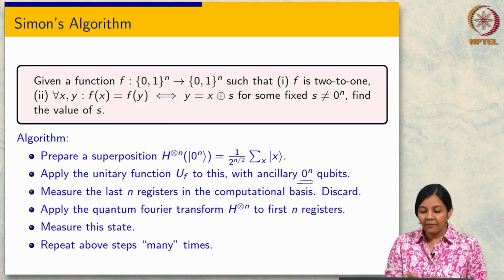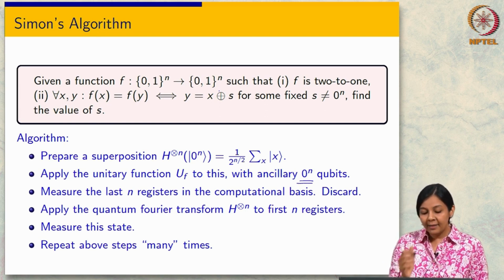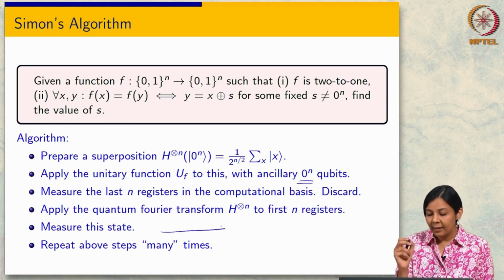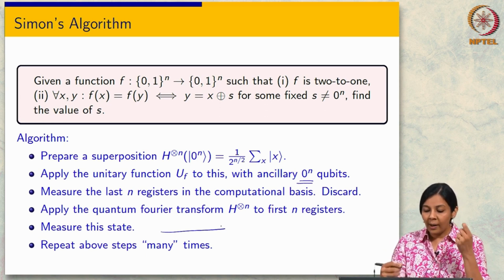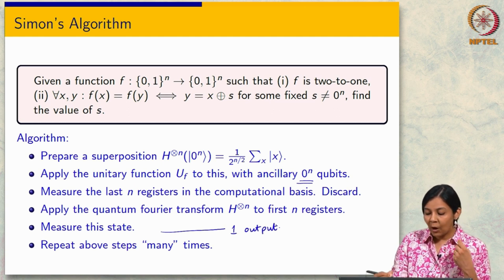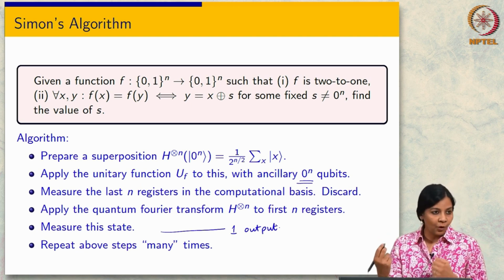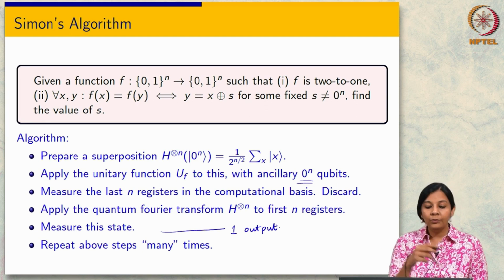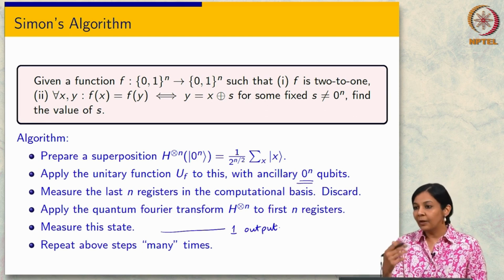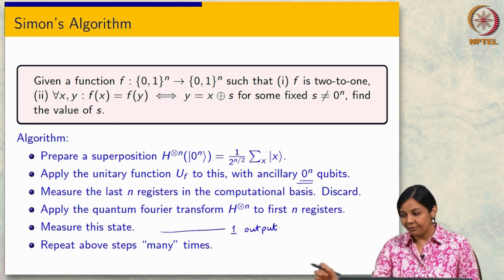Then having measured the last n registers and discarding it, we'll again apply the Hadamard to the top n, and again we'll measure. Essentially at this stage we get one output. You'll see what that output means. It turns out that we need many outputs to solve the final problem. So we are going to repeat the above steps many times. We'll have to discuss how many times to repeat it and so on. But this is the rough idea.